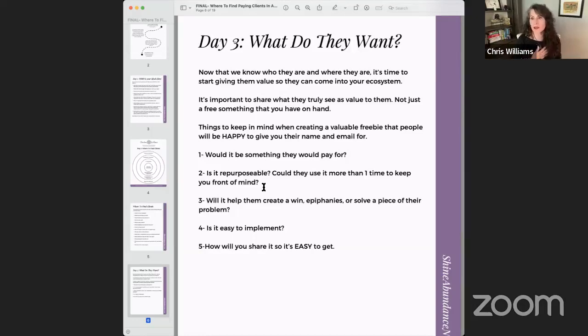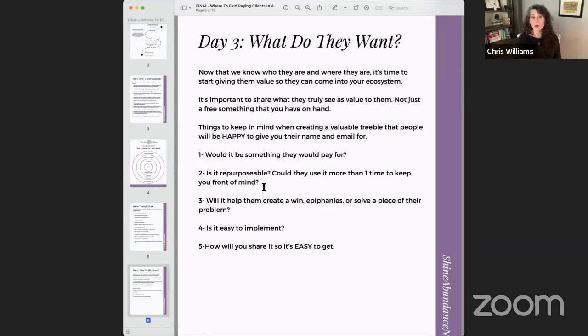Where do I find clients, right? It is something that I know is going to be super duper valuable. It's something that I could put a price tag on if I wanted. But we also want to take a look, especially when we're giving them something that is downloadable, is it repurposable? Could they use it more than one time to keep you in front of mind?